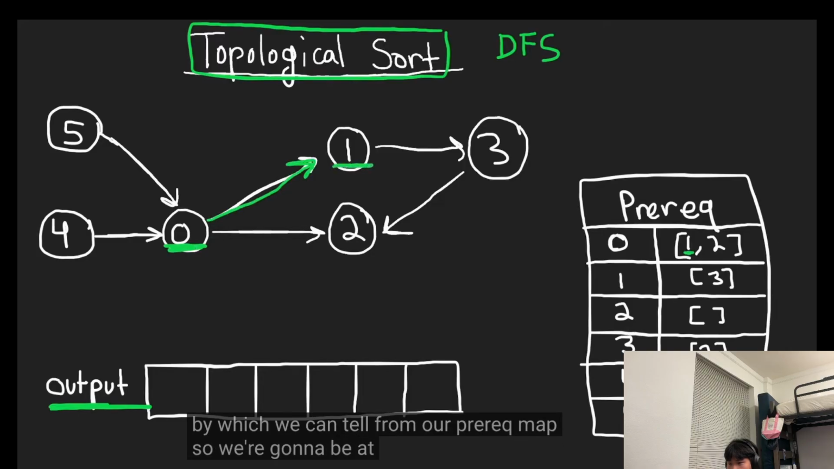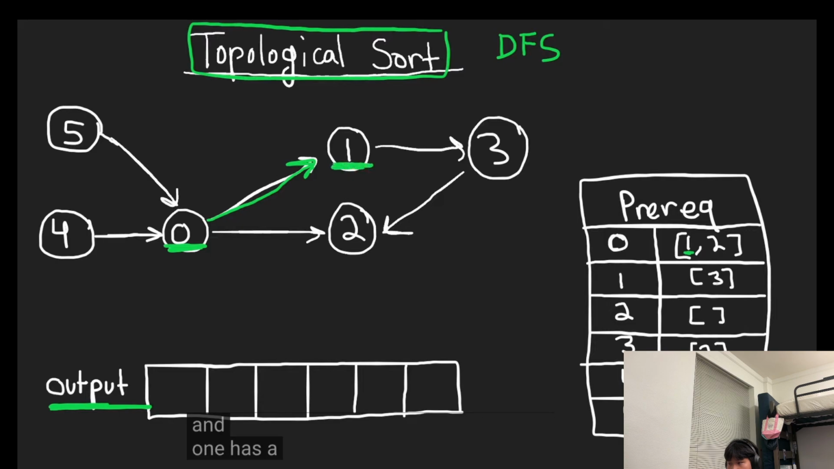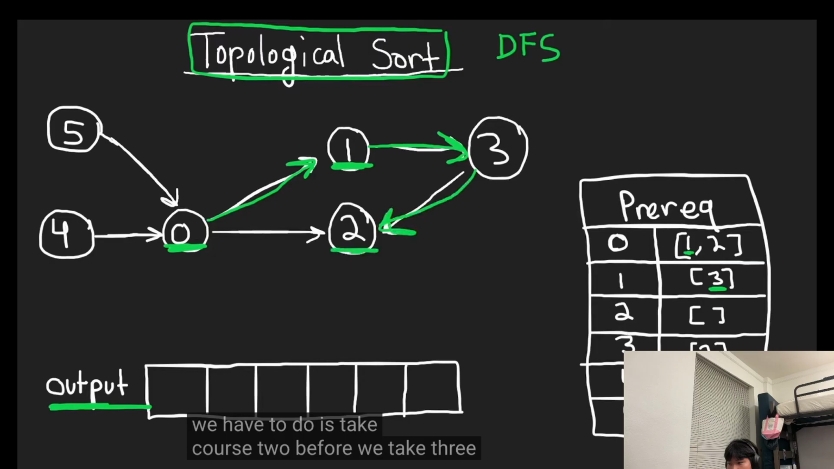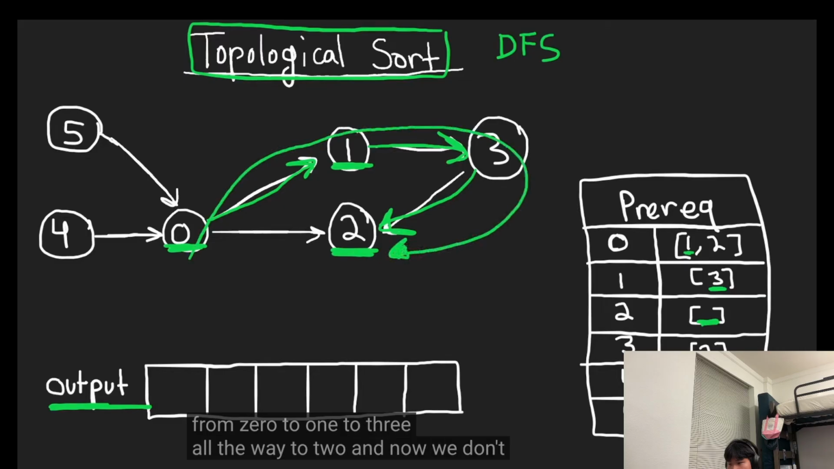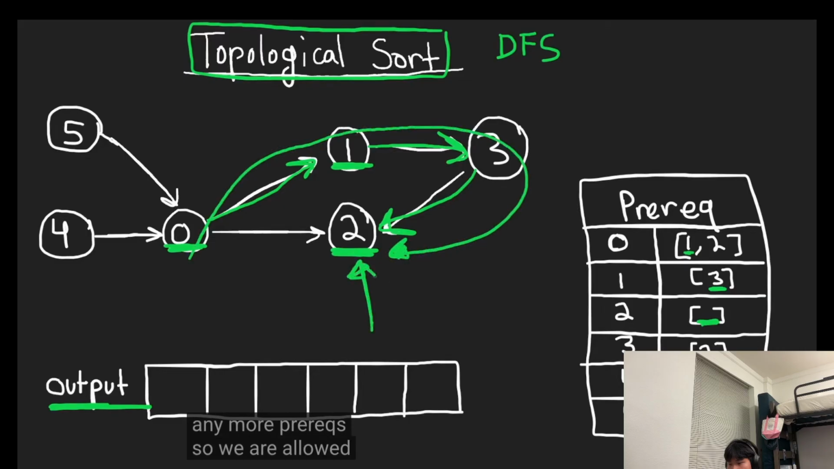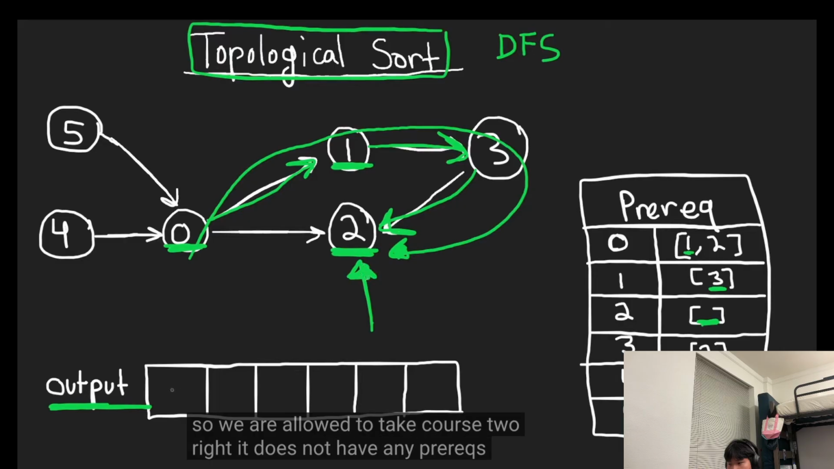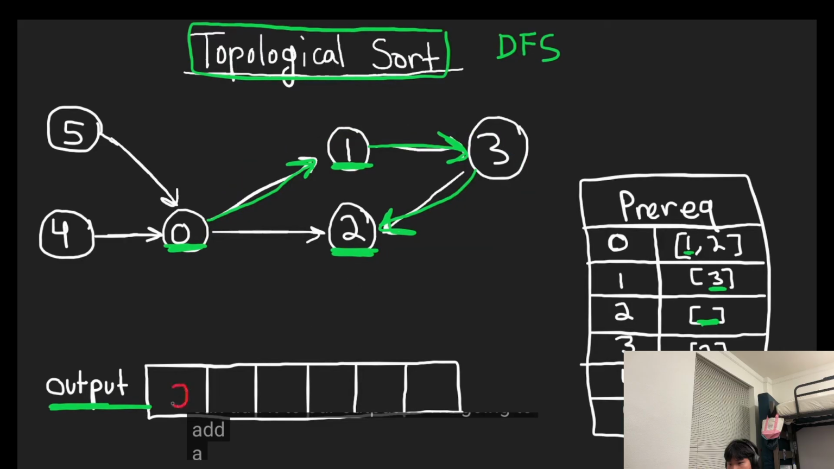So we're going to be at node 1 right now. And 1 has a single prerequisite, 3. So we're going to need to take the prereq before we can take course 3. And now we see 3 has a prereq of 2, a single prereq. So all we have to do is take course 2 before we take 3. So now we are at course 2, and lovely that it does not have any prerequisites. What does that mean for us? So far we've taken a path. We've gone from 0 to 1 to 3 all the way to 2, and now we don't have any more prereqs. So we are allowed to take course 2, right? It does not have any prereqs. We can add it to our output. So I'm going to add a 2 to our output.